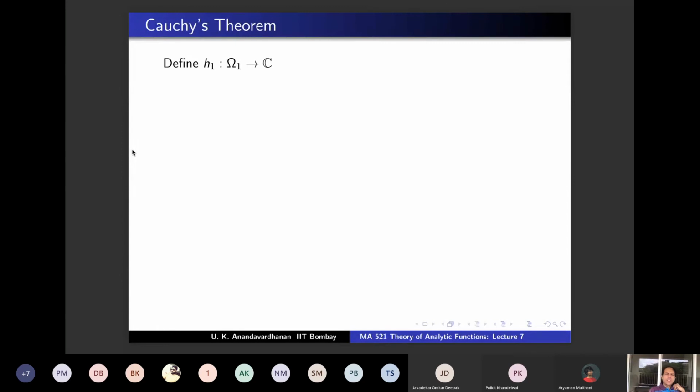So now I'm going to define h1, a new function on omega 1. And what is my definition of h1? My definition of h1 is 1 by 2 pi i integral over gamma of f(w) dw by w minus z, on omega 1. Okay, so let's define this. Everything is okay, right? What are the points z? It should be defined, so 1 by w minus z should make sense. So this is defined whenever z is outside gamma star. Whenever z is outside gamma star, this makes sense because 1 by this will be continuous, so you can integrate a continuous function.